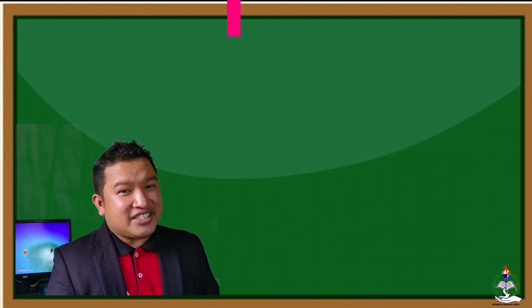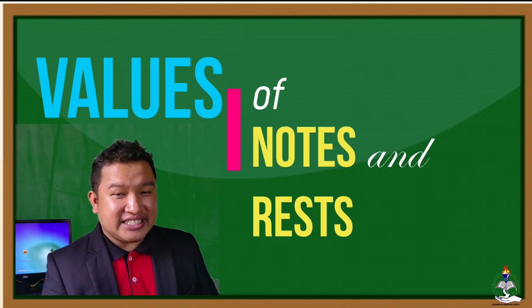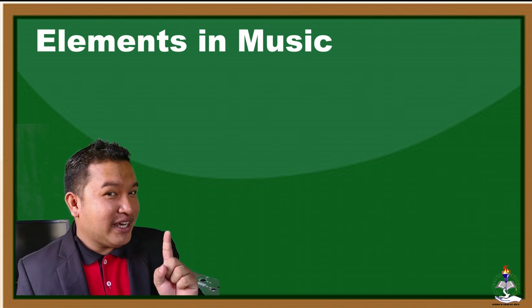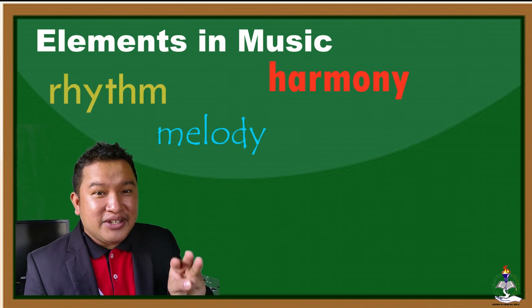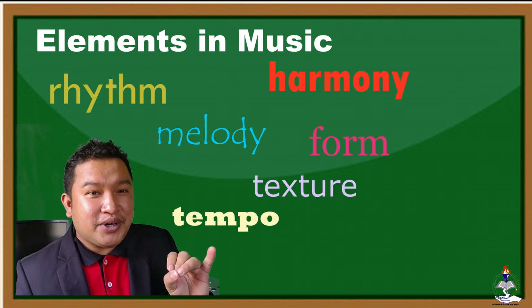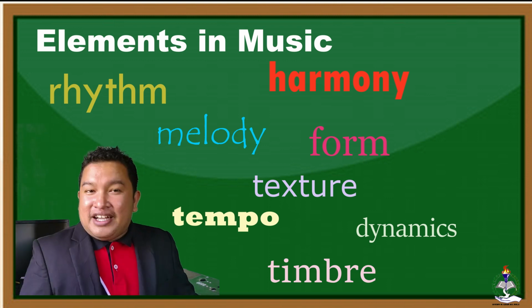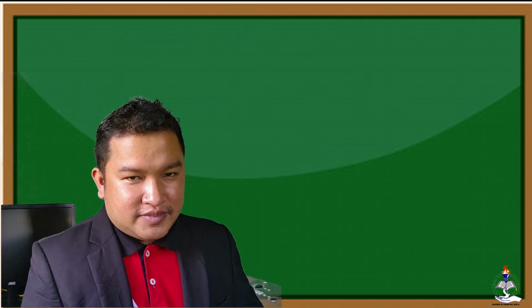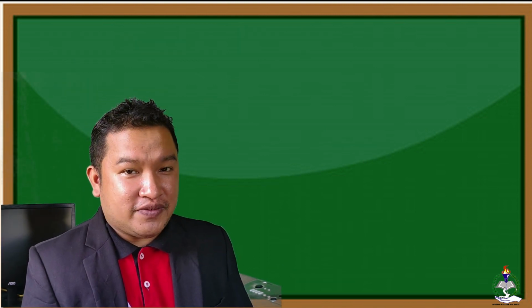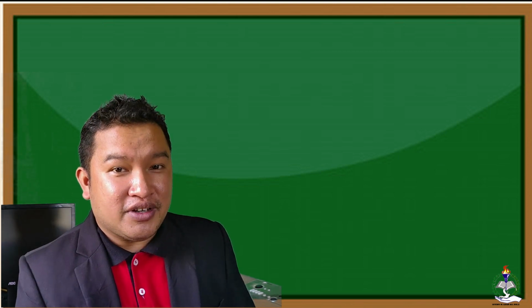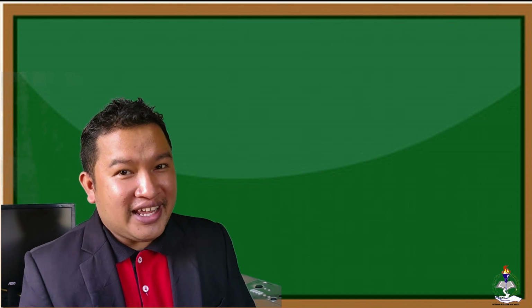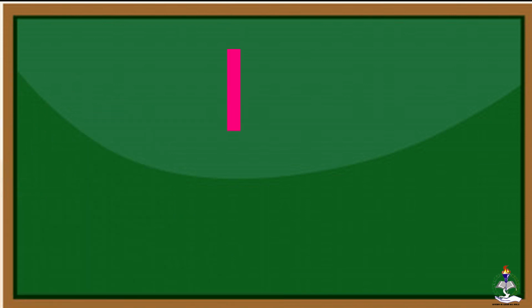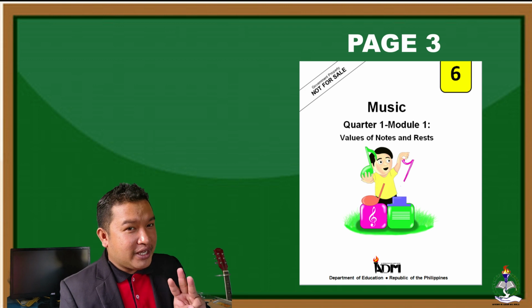This session contains the values of notes and rest. In your previous lesson, music is composed of different elements like rhythm, melody, harmony, form, texture, tempo, dynamics, and timbre. Among these elements, rhythm is the first element you are going to learn in music. In this lesson, you will learn the different symbols of notes and rest and the value of each symbol. We'll also have fun learning through hand clapping and stamping of feet to indicate the number and value of notes and rest. Now, turn your module to page 3.